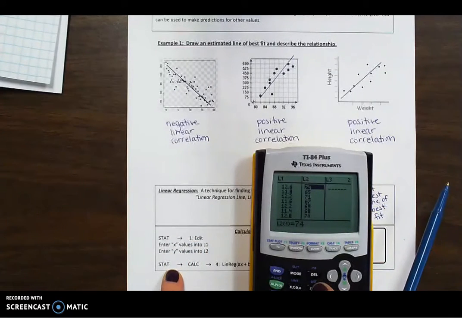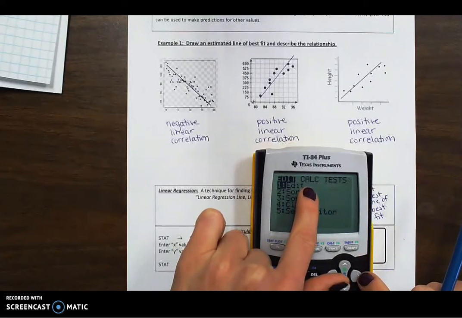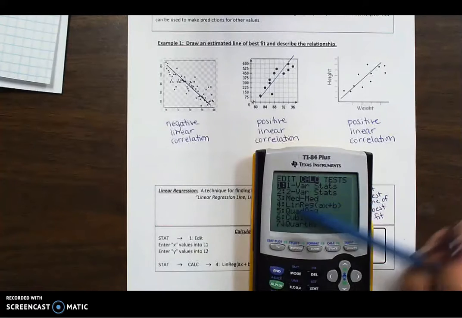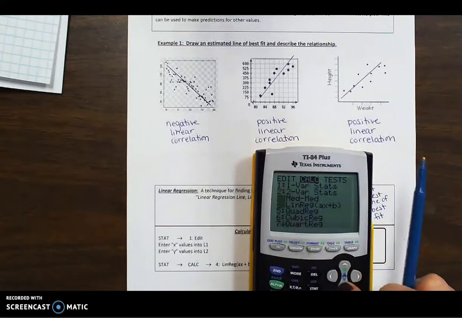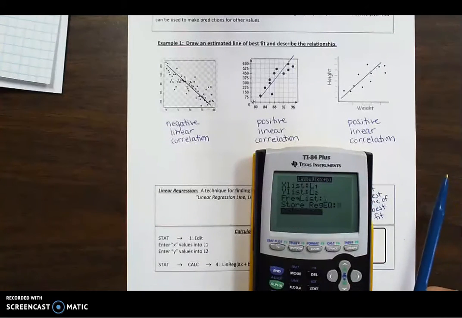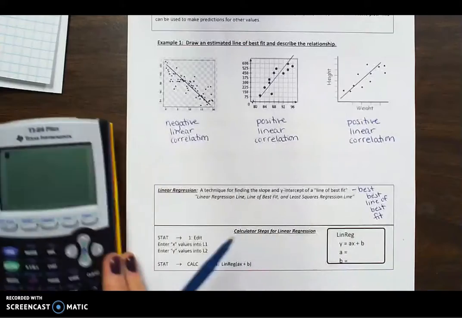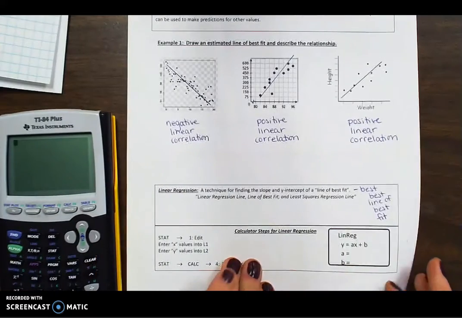Then you're going to go to stat. You have to use your over arrow to go to calculate. And then we look for the word linear regression, which is right here at choice 4. You then go down to calculate and you hit enter and it gives you your linear regression line. All right, so let's go ahead and practice using a linear regression.